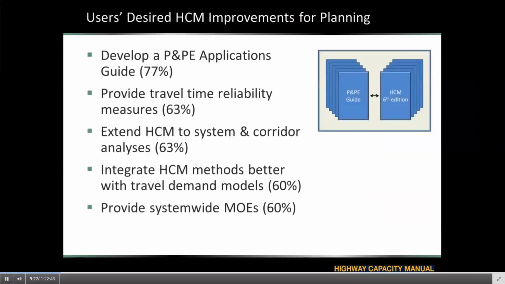This corresponded with a participant survey where the number one desired improvement requested was the development of a planning and preliminary engineering guide. Other desired improvements included travel time reliability measures, better integration of the HCM with travel demand models, and guidance on estimating system-wide measures of effectiveness such as vehicle hours or person miles of travel. It should be noted this survey was performed a few months before the release of the HCM 2010.